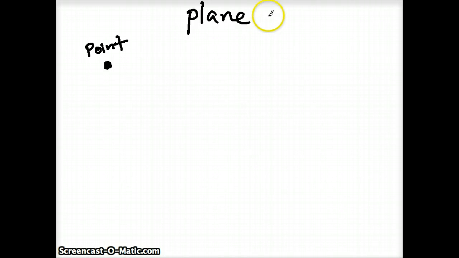And planes are usually given a name by a capital letter. So let's label this one plane Q. And on plane Q I have a point. Points are labeled with capital letters too. Let's call this point A. So point A is located on plane Q. Let's draw another point. Point B. Point B is also on plane Q, and its name is a capital letter.